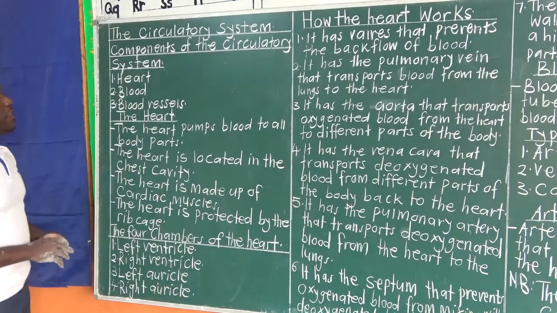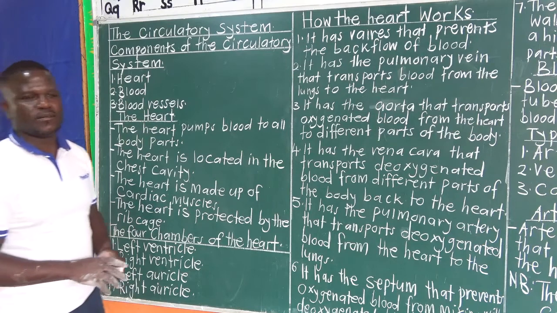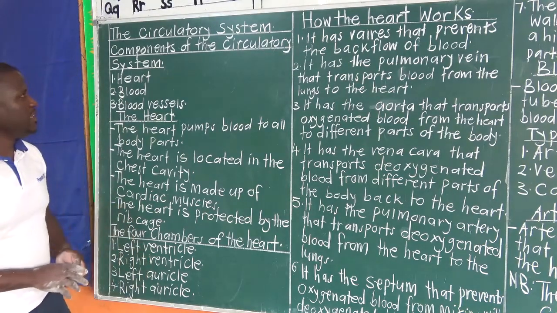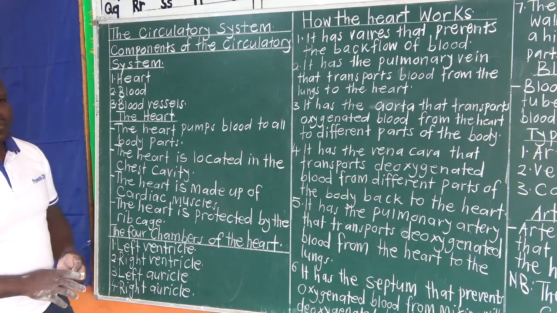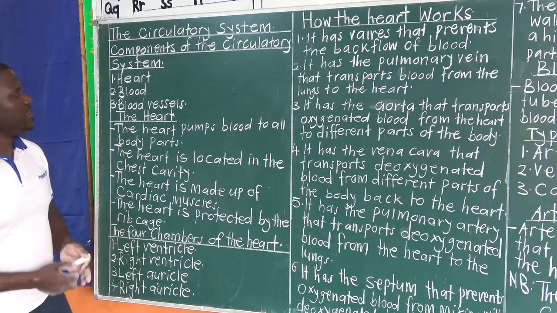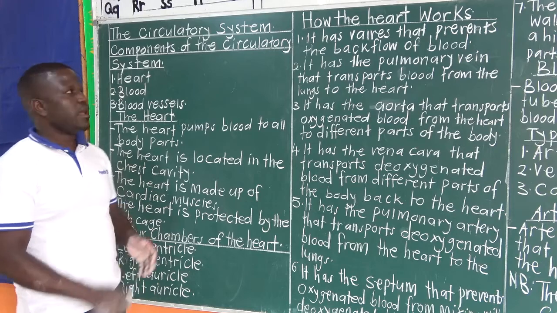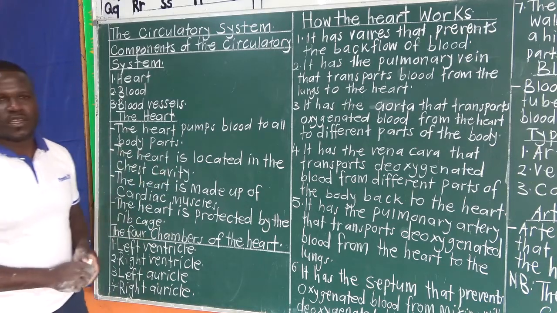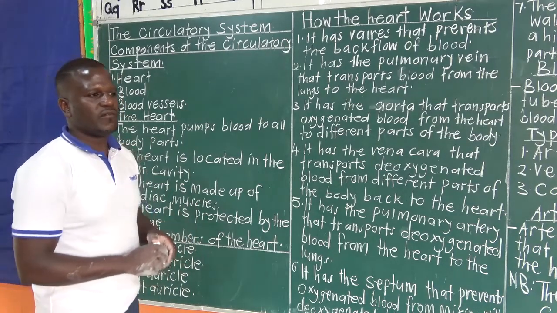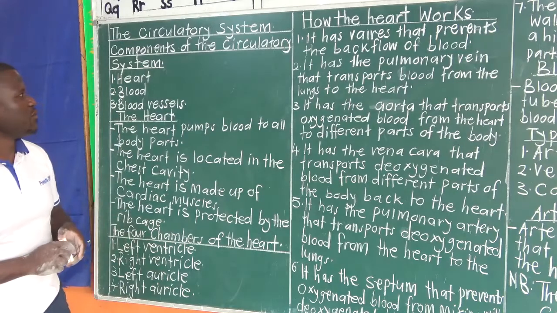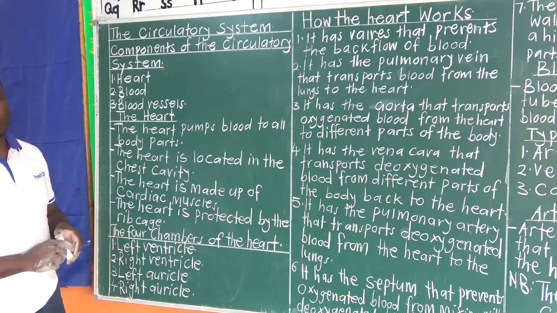Alright, the topic we're going to look at today is the circulatory system. The circulatory system is a system that helps in transporting blood around the body. Actually, it is also known as the transport system because it transports very many things around the body, as we shall see. We are going to begin with the components of the circulatory system.